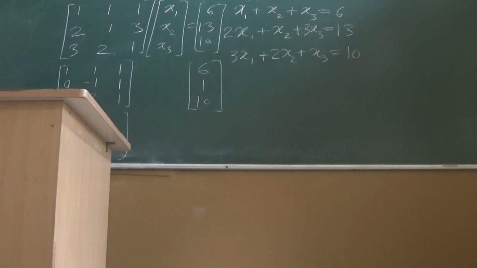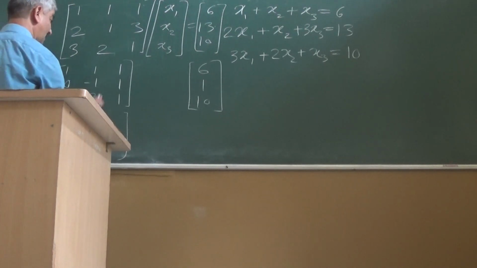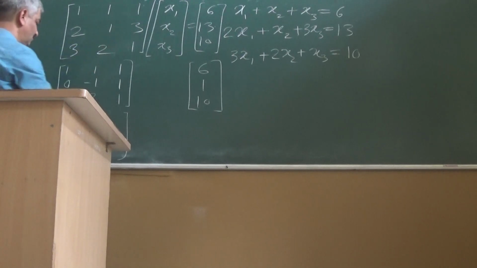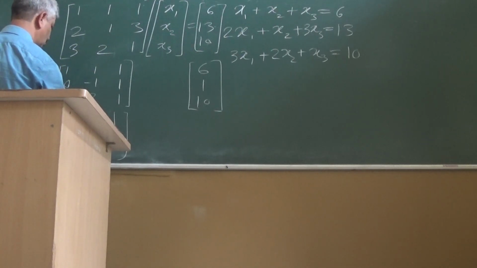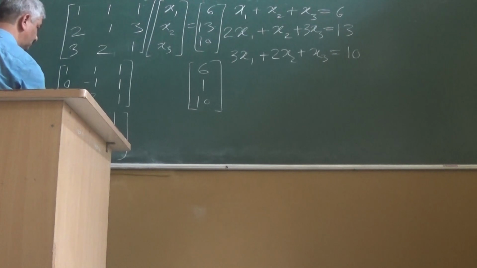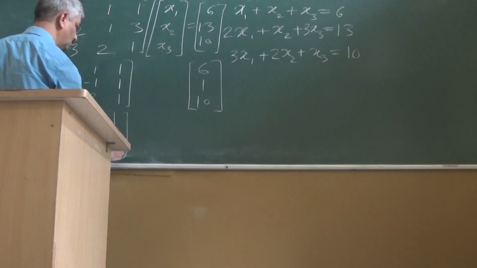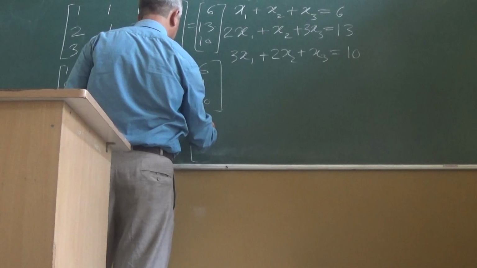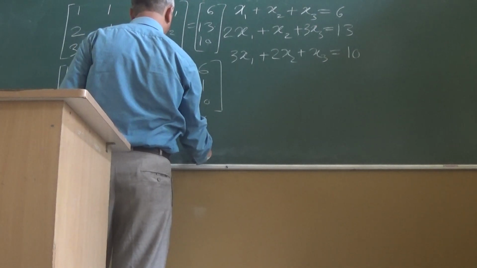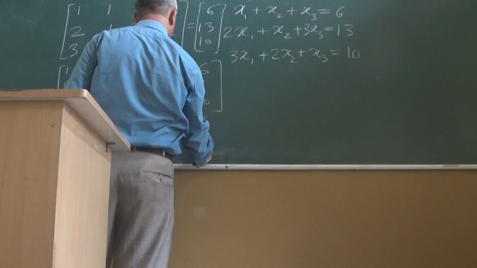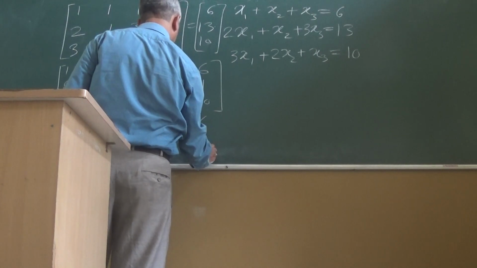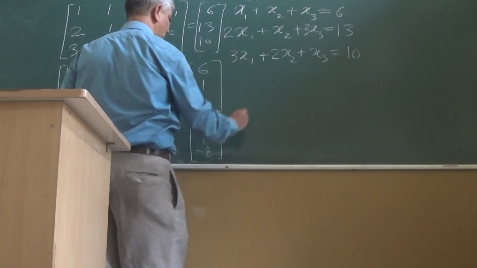Now R3 minus 3R1. I have deliberately chosen this to be simple. 1, 1, 1, 0, minus 1, minus 2, and on this side, 6, 1, minus 8. So what next?